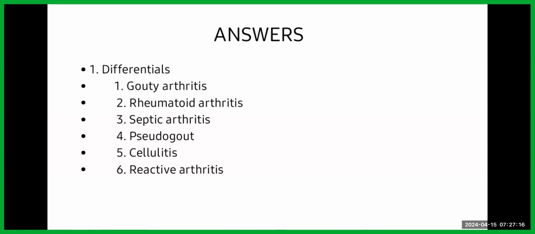Yes, I agree with you. The first one, gouty arthritis, because of the metatarsal, the monoarticular, the tophaceal gout that was classically described here. And I was also thinking that after this gouty arthritis, the next in the differential should be number 4, pseudogout. They usually go hand in hand.